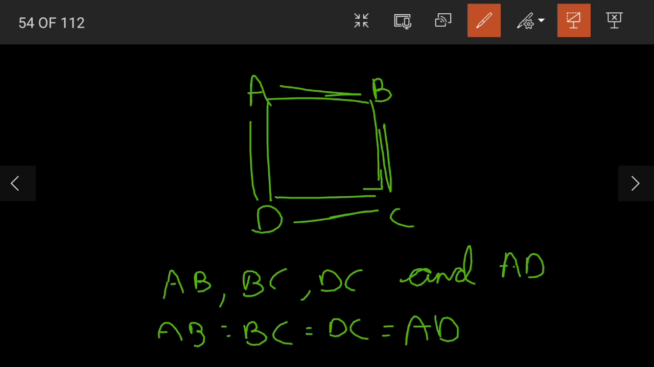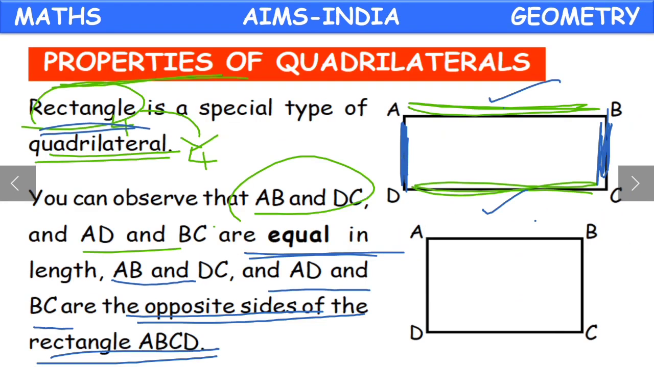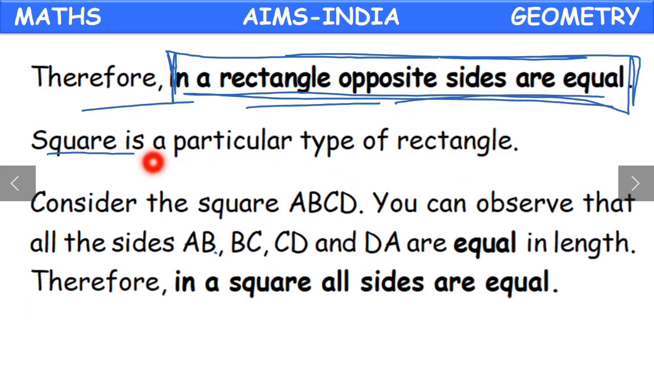Now suppose we know the length of one side AB, say 6 centimeters. Can you tell me what will be the length of the other three sides? Yes, the length of the other three sides will also be equal to 6 centimeters. Why? Because for a square, all the sides are equal. So these are the properties of our two special types of quadrilaterals, that are rectangle and square.